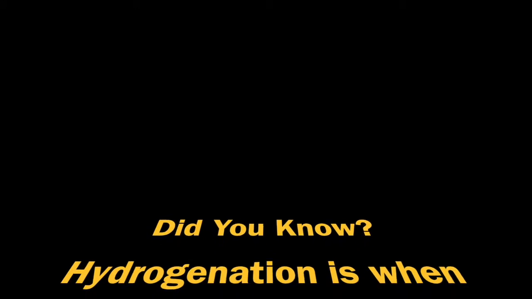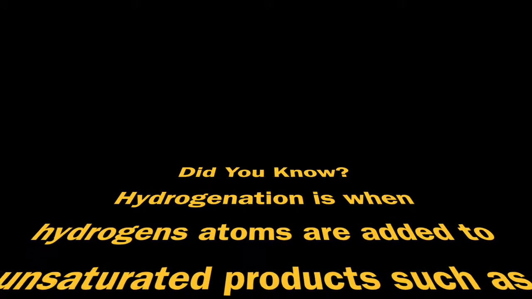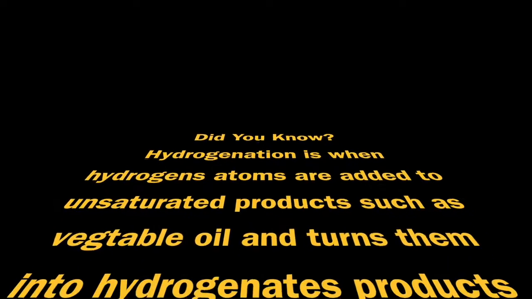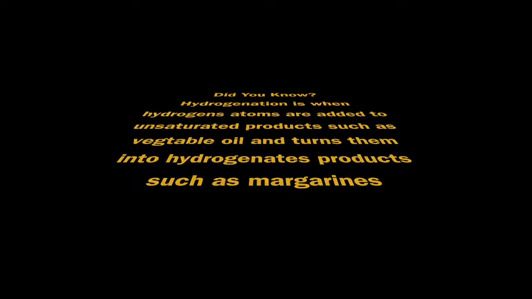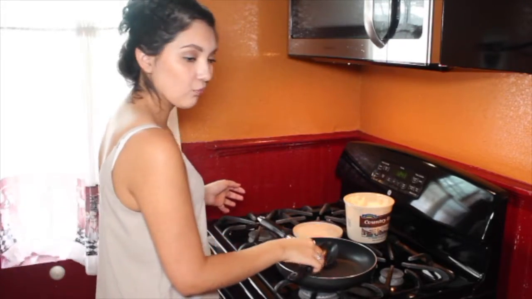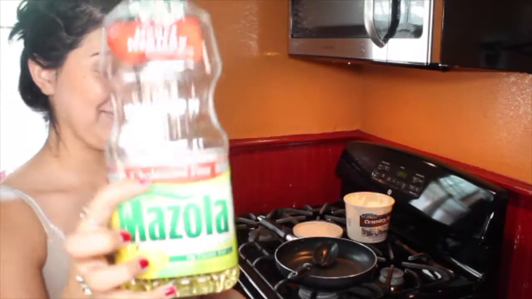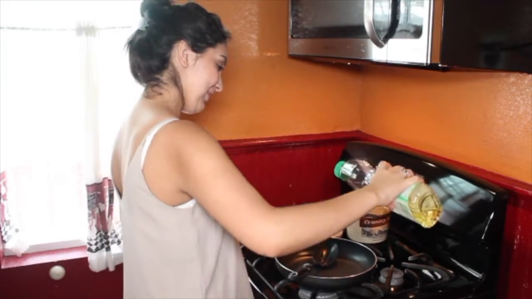Did you know by controlling the amount of hydrogen, manufacturers can produce various types of products, such as soft margarine, solid stick margarine, and solid shortening? Now, to make my eggs a little bit extra greasier, I'm going to be adding some corn oil. Let's just add a little bit.